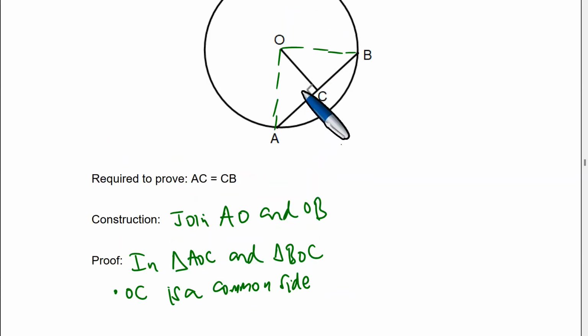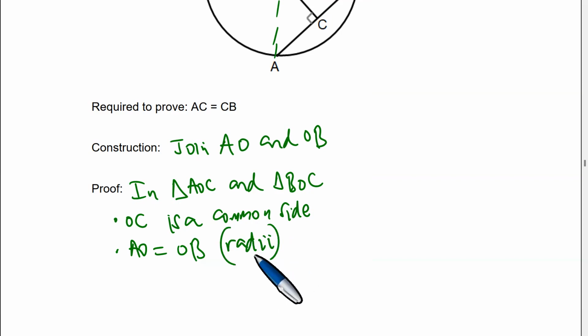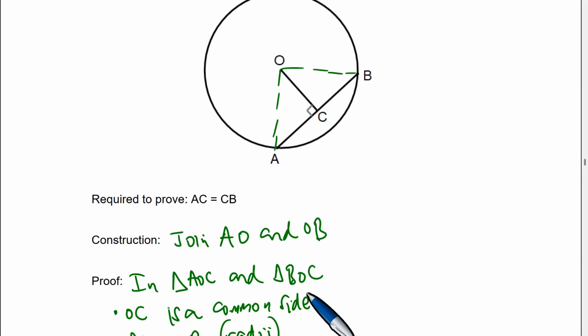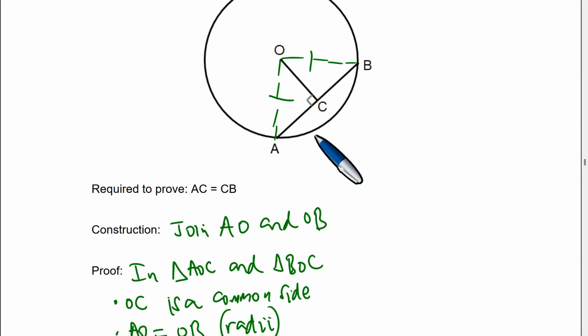So if OC is a common side, AO is actually equal to OB. AO equals OB. Why? Because these are radii. So you have that AO equals OB, which are radii.